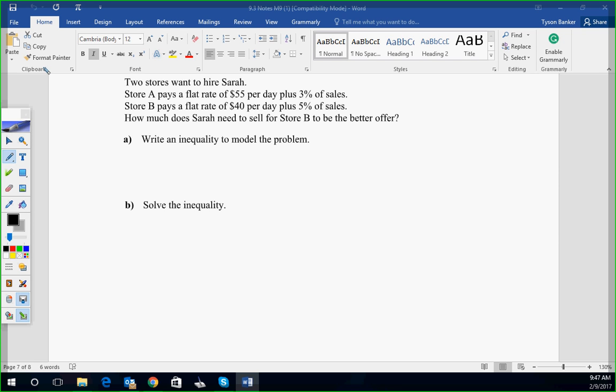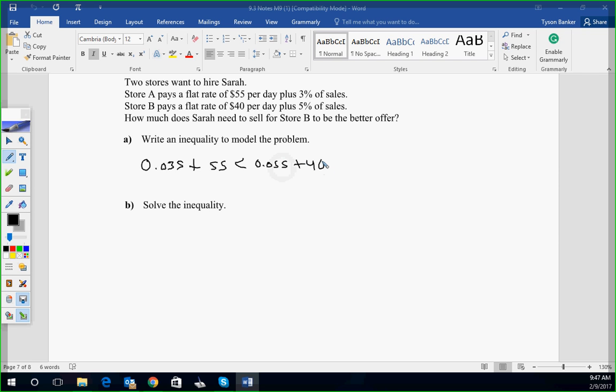Let's just do it in terms of A and B. Yes. How would you write it? 0.03, you can say S for sales, plus 55. Okay. So 0.03S plus 55 is less than or equal to? We want a better deal, so it can't be equal to. Oh yeah, 0.05S plus 40. Okay, good.